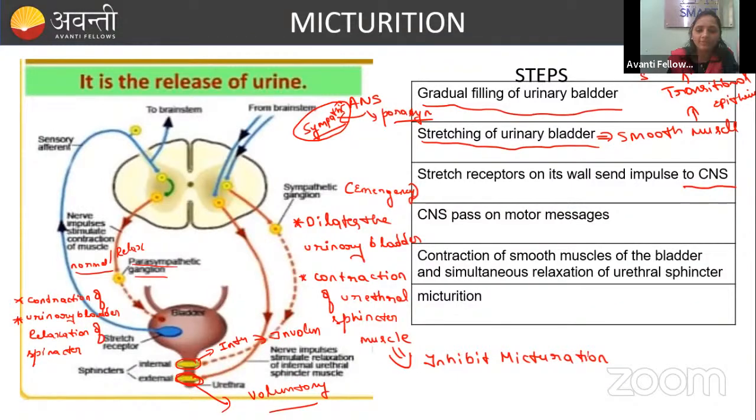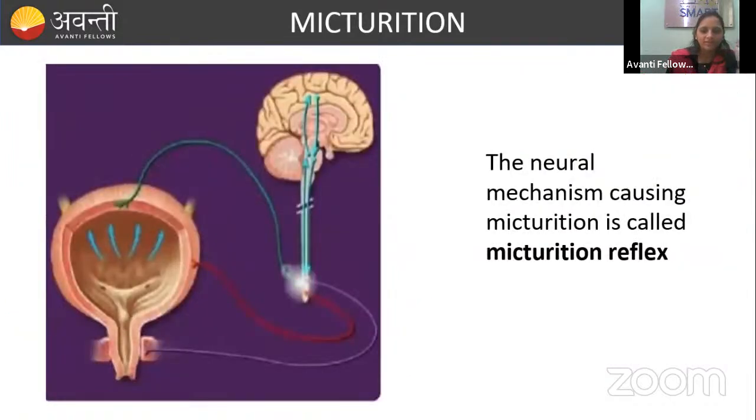Okay, remember this, guys. In the relaxed condition, the parasympathetic system is going to work. It leads to the contraction of the urinary bladder and relaxation of the internal sphincter. Then in the urgency condition, it is going to inhibit the micturition process. At that time, it will dilate the urinary bladder and lead to the contraction of the external urethral sphincter. Okay, fine. So you can see that the neuronal mechanism that causes micturition is called the micturition reflex. Here it is controlled by neuronal control, right? So we call it a micturition reflex.